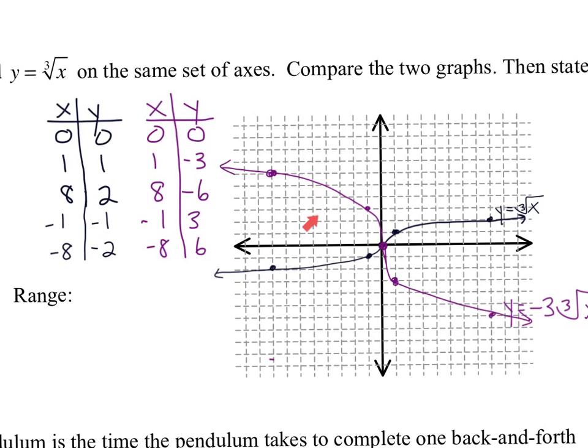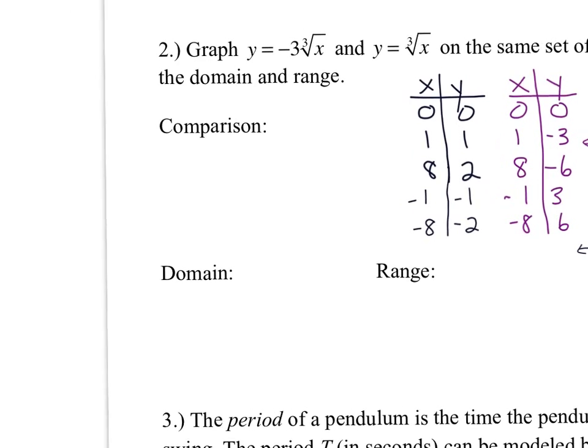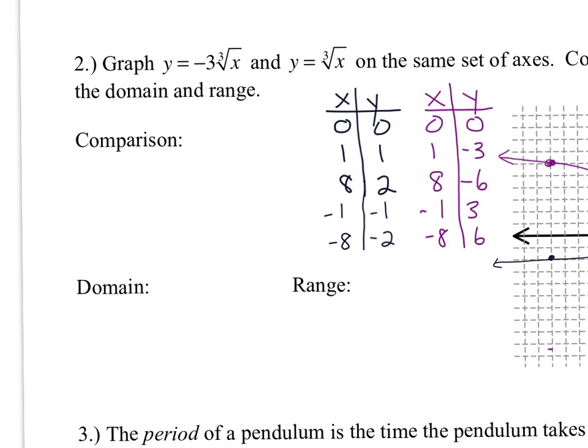So that one is vertically stretched, and that was because the number 3 is bigger than 1, versus the last one we had a number 1/2, which is less than 1. The negative also reflected it across the x-axis. So that's a few things that we want to note about this graph.